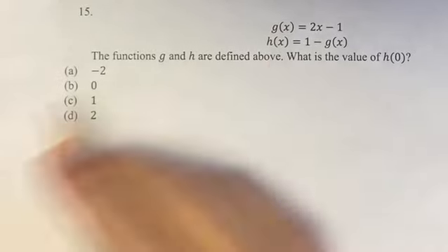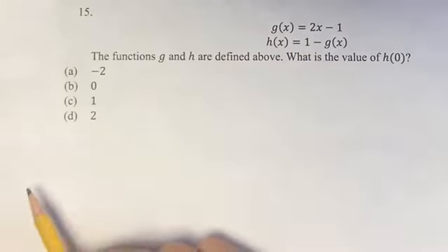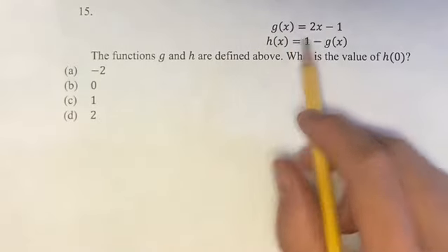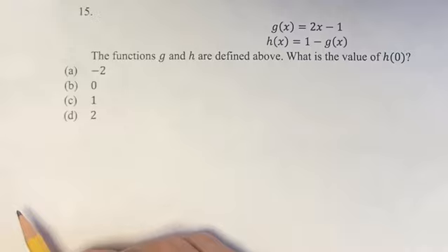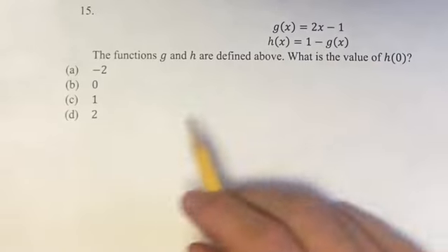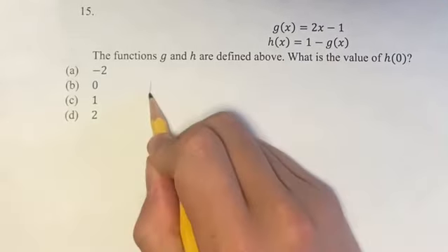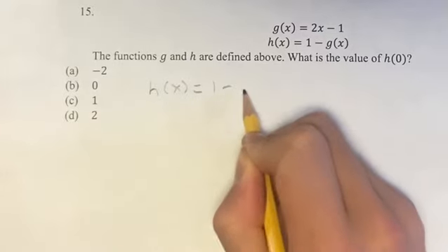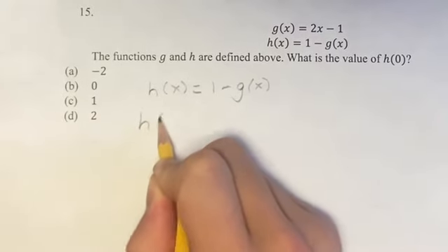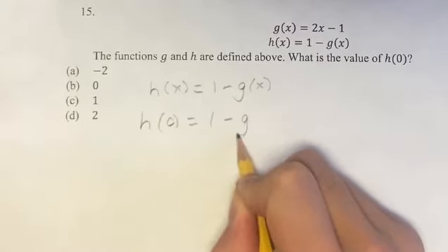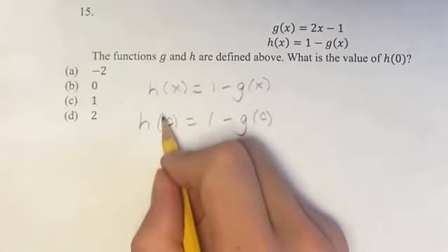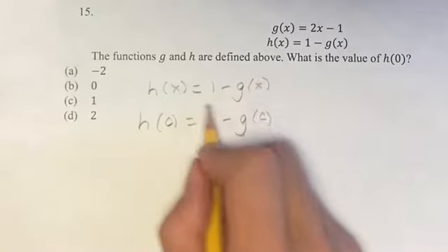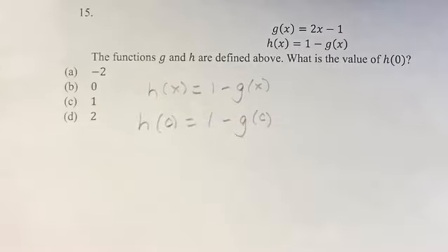In this problem, we're told that g of x is equal to 2x minus 1 and h of x is equal to 1 minus g of x. And we're asked, given this, what is the value of h of 0? So if h of x is equal to 1 minus g of x, h of 0 is equal to 1 minus g of 0, right? You just have to plug in 0 wherever you see an x in your definition of the original function.